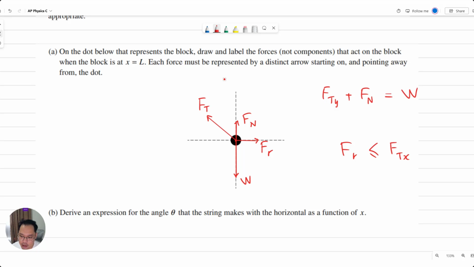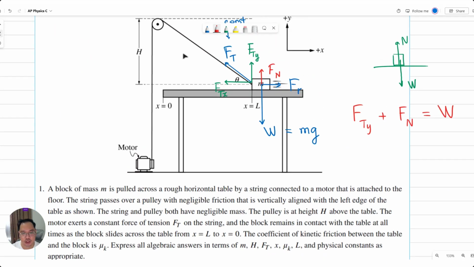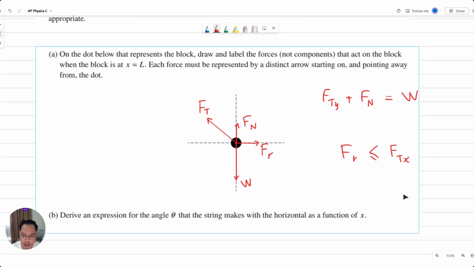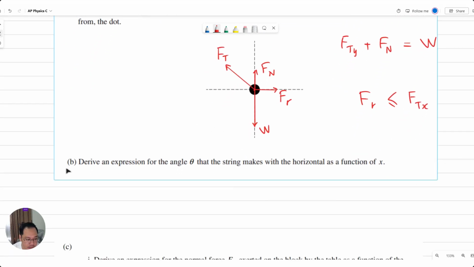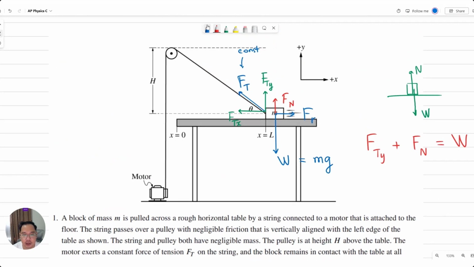It should be less than the Ftx, so that the block accelerates due to the pull of the motor, the string. Okay, so this is the answer to question A. Moving on to question B: derive an expression for the angle that the string makes with the horizontal as a function of x.